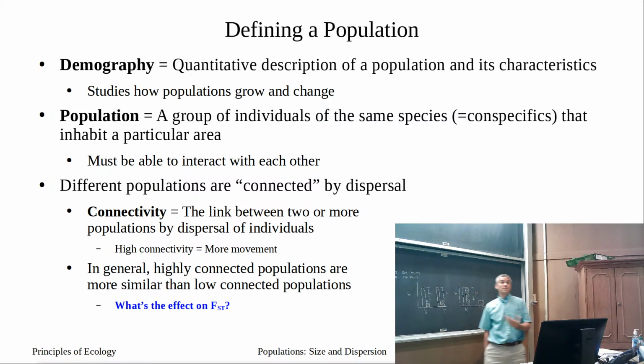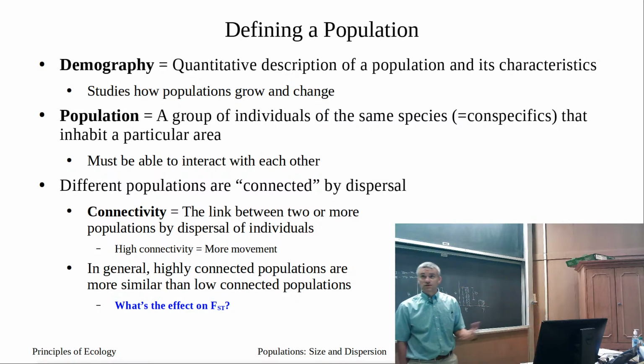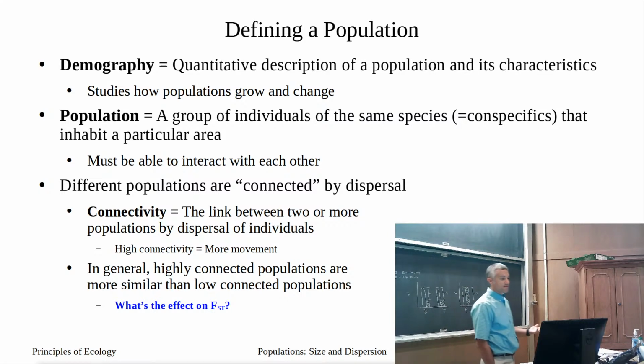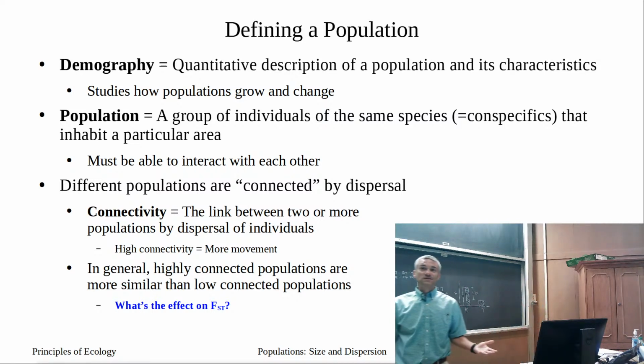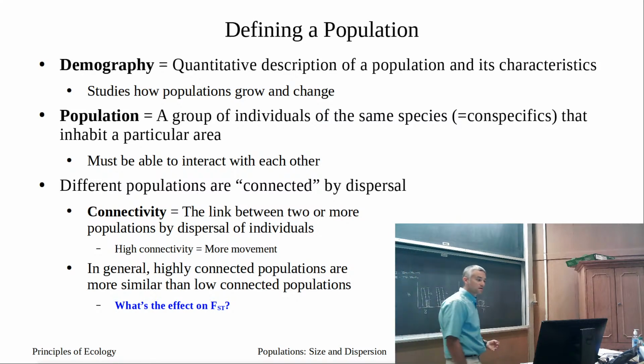All individuals have to be able to interact, and usually the way in which we talk about it is they interact through random mating. Now, just because they interact doesn't necessarily mean they're going to take part in random mating, because again, not all individuals in our population are at reproductive age or at sexual maturity. Yet they can still interact.